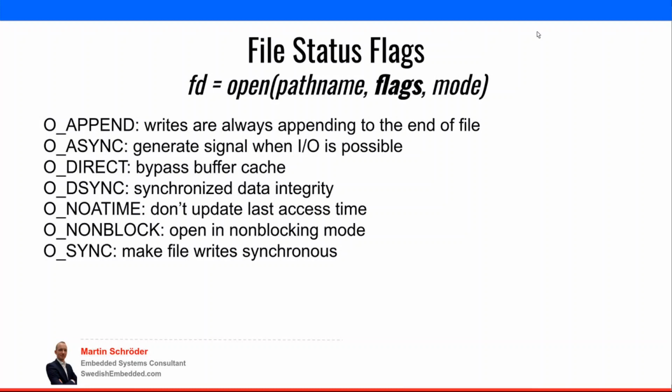O_ASYNC means that we tell the kernel to generate a signal whenever an I/O operation is possible on the file descriptor. We have O_DIRECT. It means that we want to bypass the kernel buffer cache and interact directly with the file on disk. We have O_DSYNC, and also the last one there is O_SYNC, and these two are related.